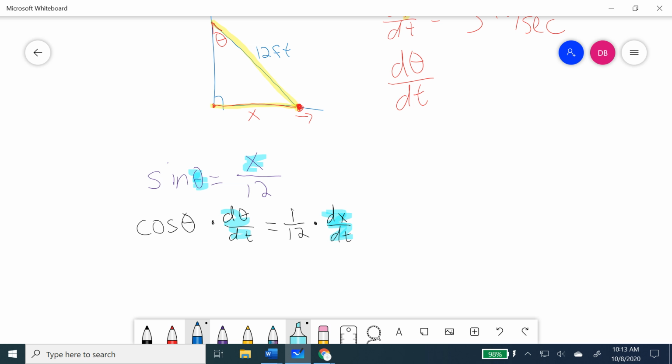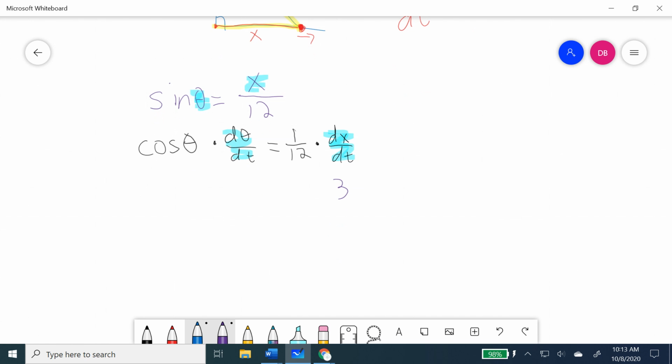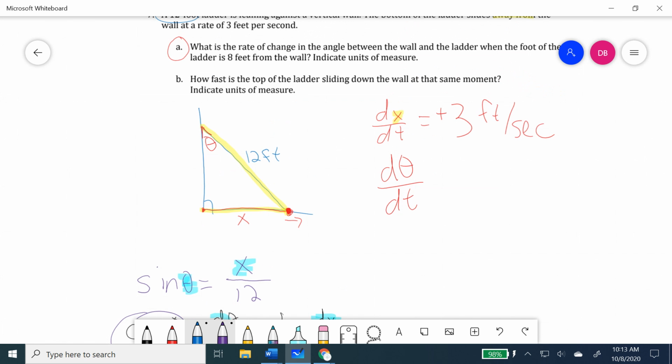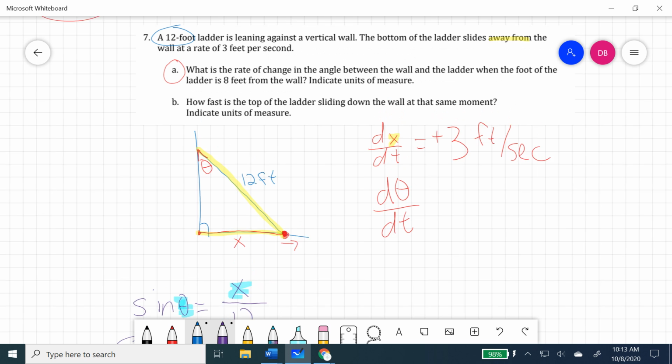Just take that time to make sure that you have rates of change for each of the variables involved, and you could save yourself some grief. Then it's plug in the information given as well as the when information. So given was dx/dt is 3. And then the other thing you need to find is cosine theta. Don't find theta, find cosine theta.